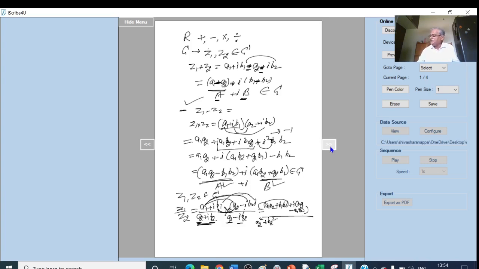See, the numerator is some real number plus I into some real number, whole divided by this, which is again definitely a real number. This can be written as this term divided by this term plus I into this term divided by this term. This is in the form of A plus I into B, therefore this belongs to C. So that is here, C is closed with respect to division. That is, division is a binary operation.